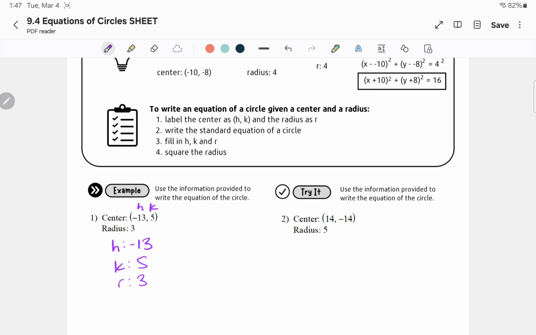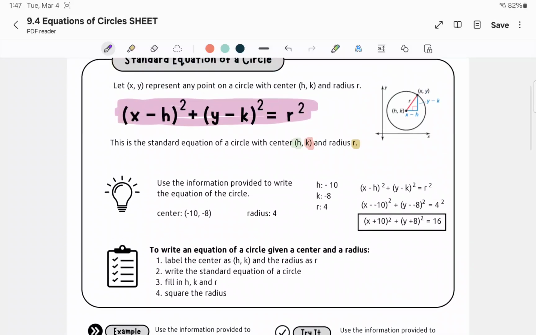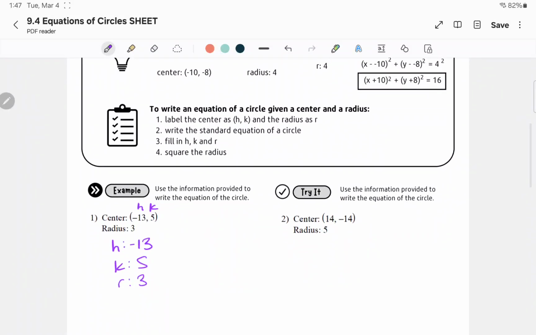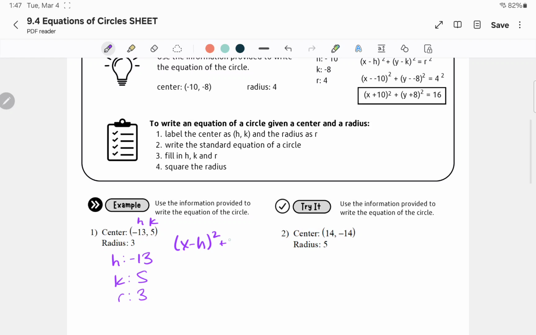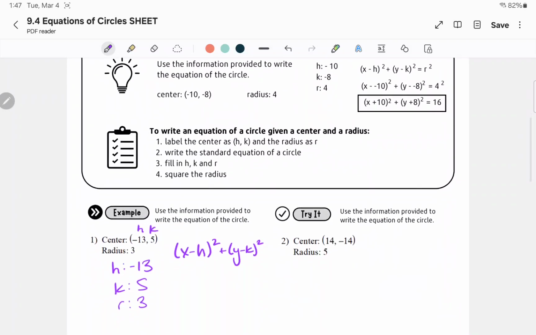So all we're going to do is take these and plug them in to our standard equation of a circle. So let's write that down. x minus h squared plus y minus k squared is equal to r squared. And so we always want to start with our formula, and then we can go ahead and plug things in.